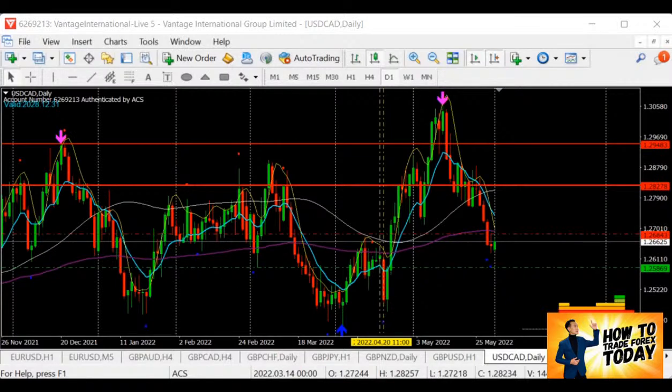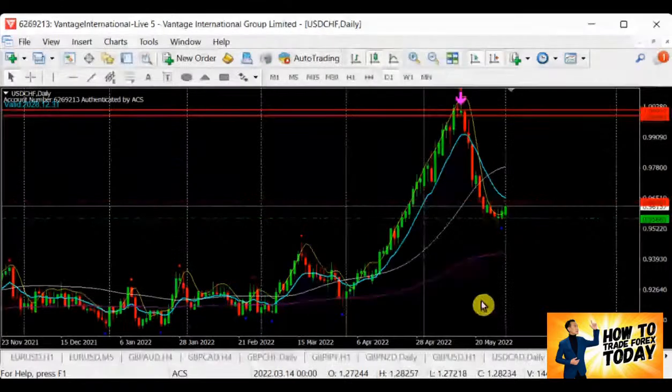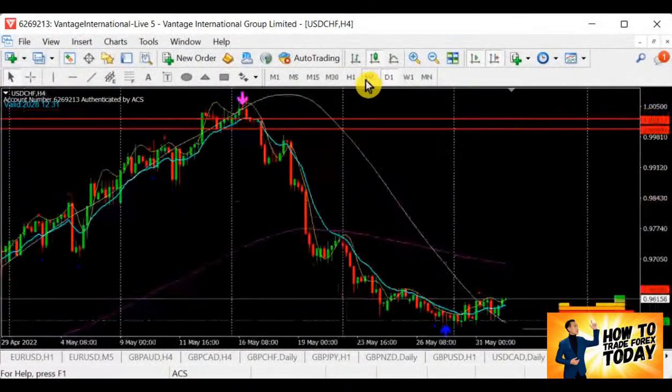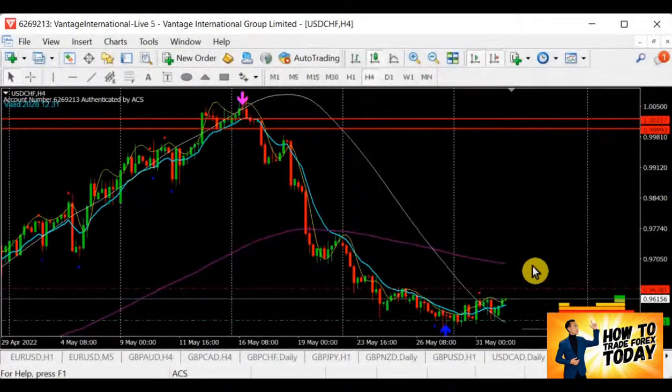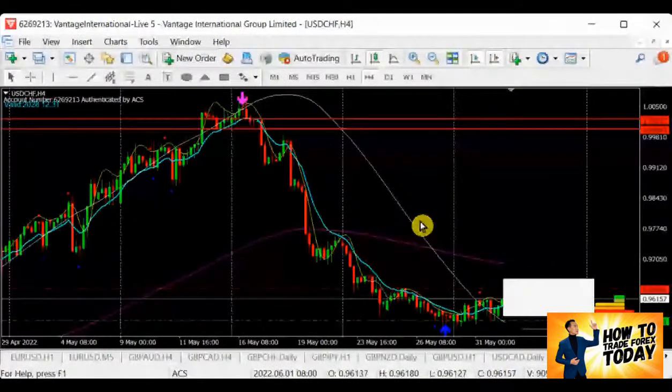How about dollar franc? Dollar franc is a retracement, definitely. The end of the retracement may be here, or at the purple line. This will need some patience as well, so I'm going to skip this.